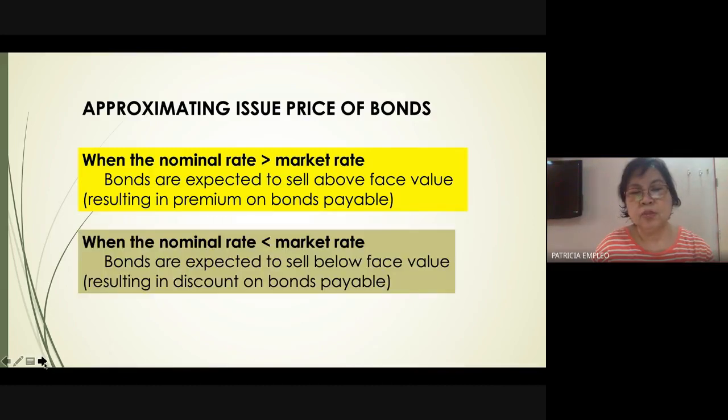Whereas if we have the reverse situation, when the nominal rate, the rate offered by the specific bond, is below the market rate of interest, then the bond may not be attractive to potential bondholders, such that there may only be a few bondholders willing to buy the bonds, and therefore the issuing corporation is expected to offer the price at an amount lower than the face value. Therefore, the bonds are expected to sell below face value. And the excess of the face value over the issue price of the bonds is called the discount on bonds payable. So let us apply.